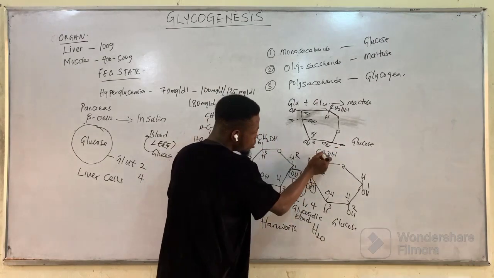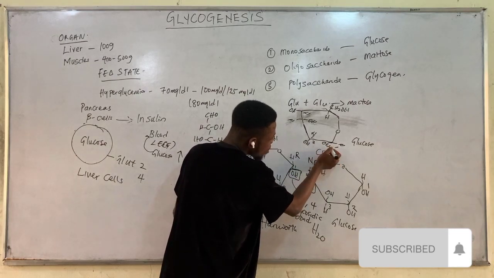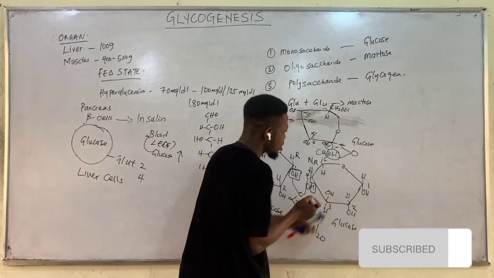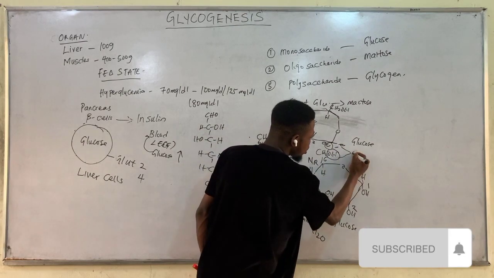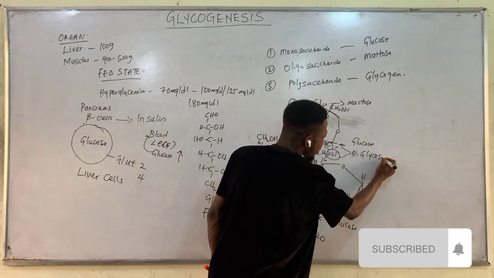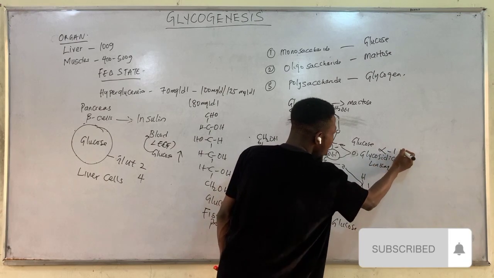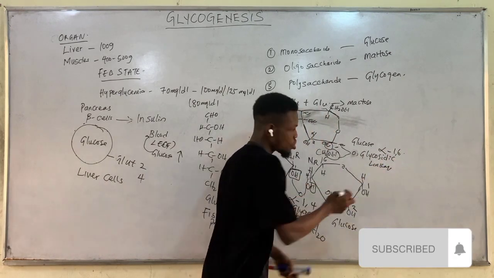And what do they form again? They form water, this OH combining with H, and they are connected together by an oxygen and alpha. They are connected by a glycosidic linkage, which is the alpha 1,6 glycosidic linkage, or bond.